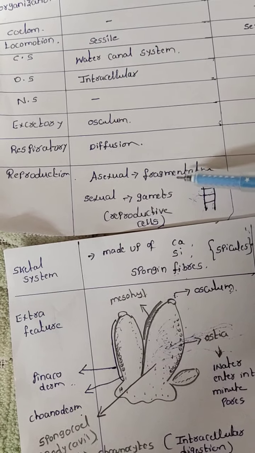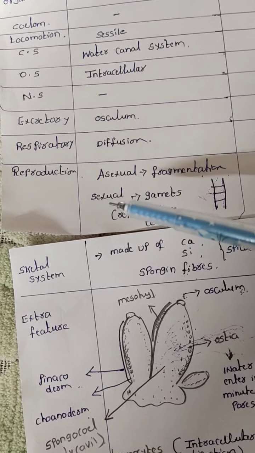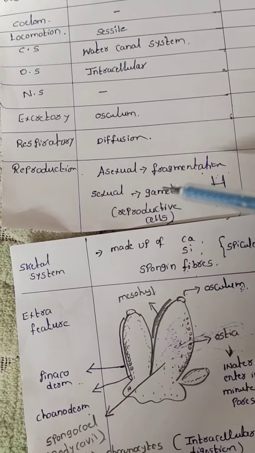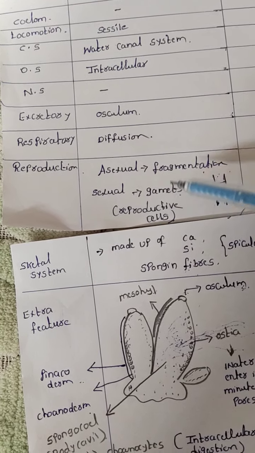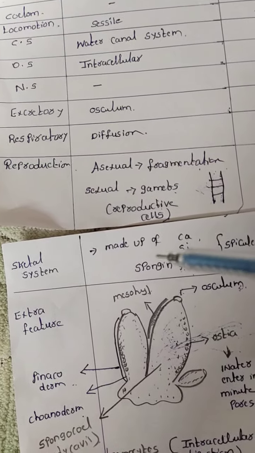Mostly it will be seen in unfavorable conditions. In favorable conditions, these organisms can release gametes. What are gametes? The reproductive cells are called gametes. Through these gametes, sexual reproduction takes place.